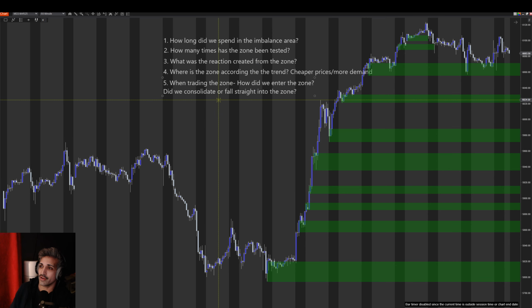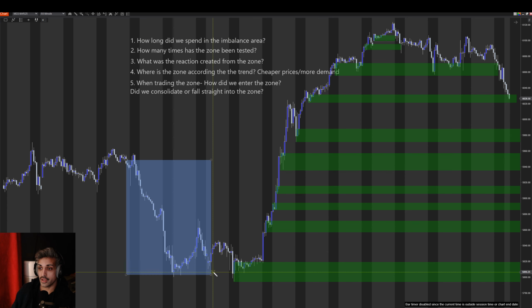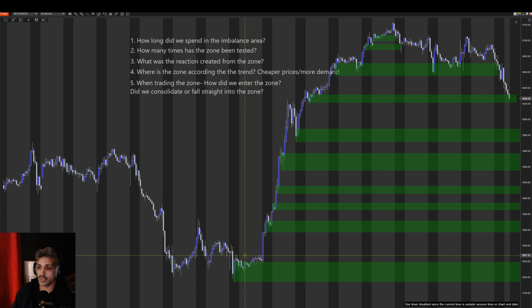When trading a zone, how did we enter the zone? Did we consolidate or fall straight through? We'll look at that in a second. We'll go forward, see how these zones reacted. So looking at these zones, this bottom one, this is a zone I would take a trade off of for sure because price went straight up afterwards. Also, it stopped a downtrend. So that is the originating zone. That is the strongest zone.